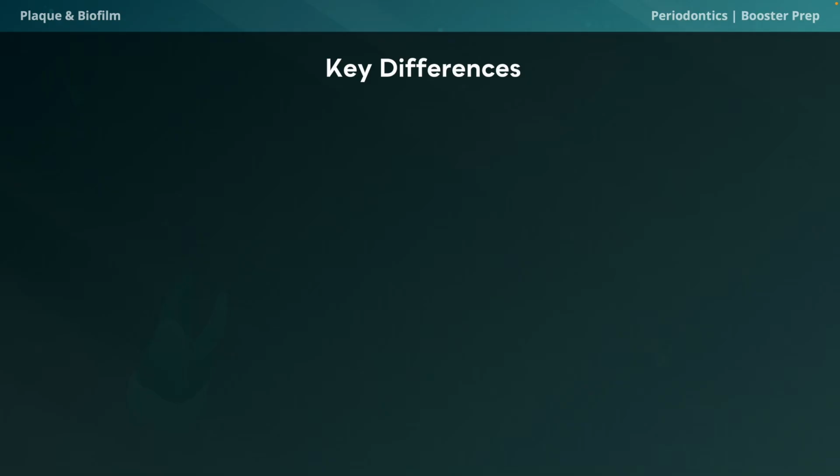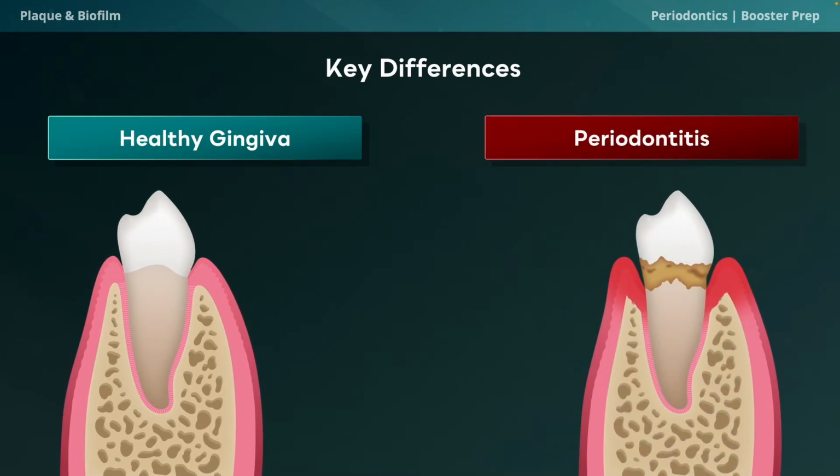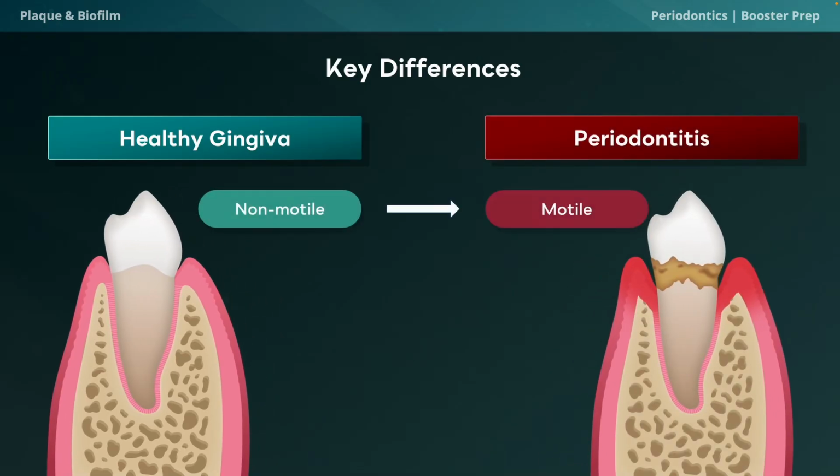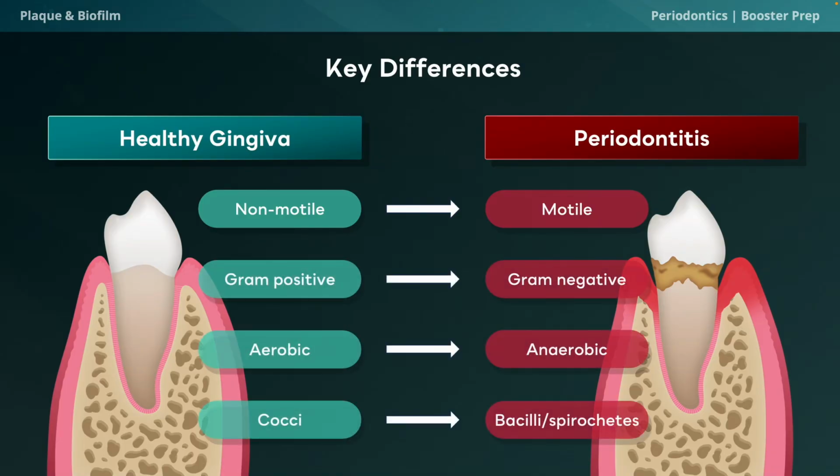Okay, so I know I just went over a ton of information, and I want to make sure we understand it all, so I want to do a quick comparison between our healthy state and periodontitis. In a healthy state, the biofilm is primarily composed of non-motile, gram-positive, aerobic cocci that coexist in balance with the host. Cocci, which here just means they're mainly round-shaped bacteria.